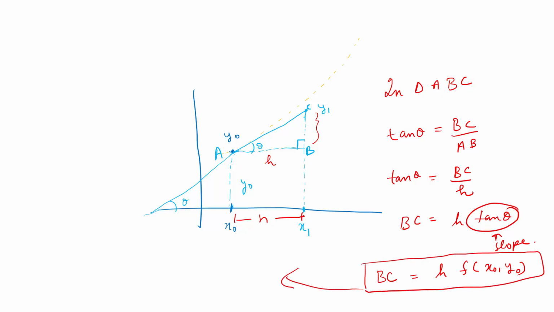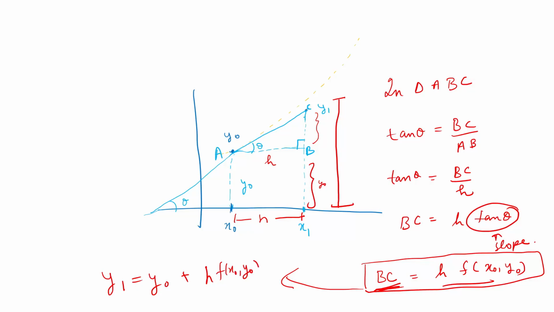Okay, so now what about this complete length? This length is y1. So I can say y1 is what? This plus this. So this length is y0, and this BC is this. So y1 will be y0 plus h times f(x0, y0). So this is how you derive the Euler's method.